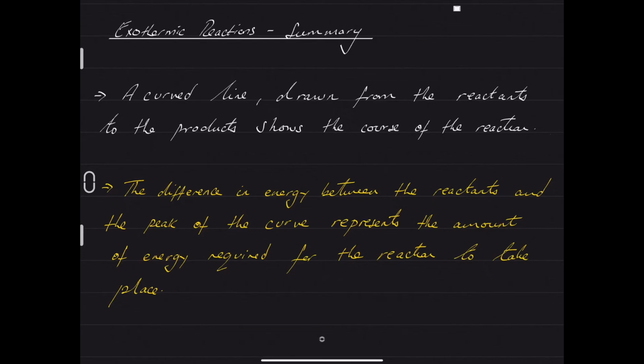And I want you to tell me on Teams what this statement in yellow is referring to. So can you type back on Teams what this statement in yellow is referring to? Pause the video here, read this statement and take it down as well, where it says the difference in energy between the reactants and the peak of the curve represents the amount of energy required for the reaction to take place. What is this statement in yellow referring to?